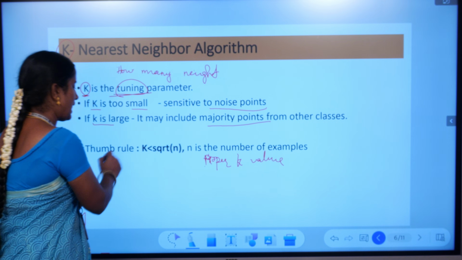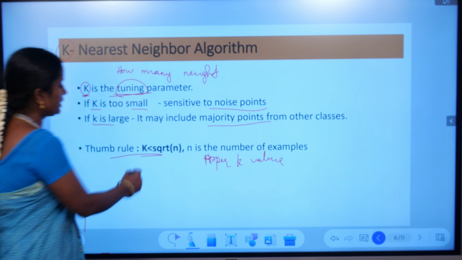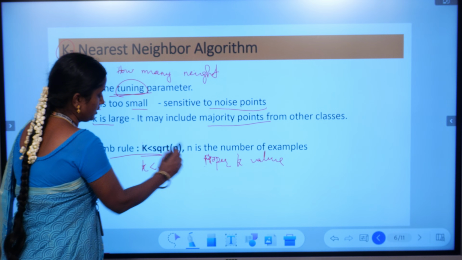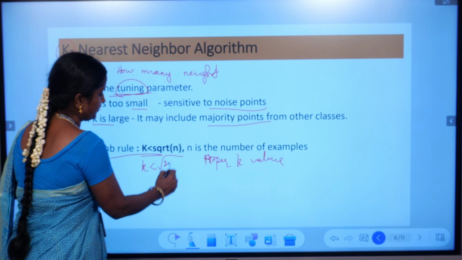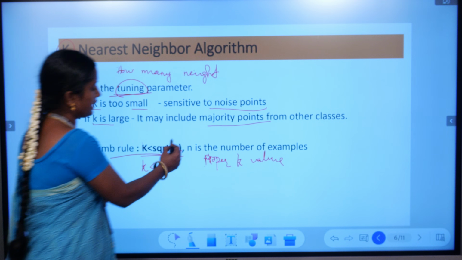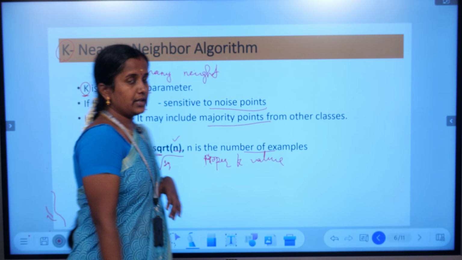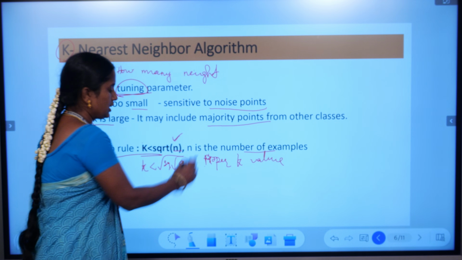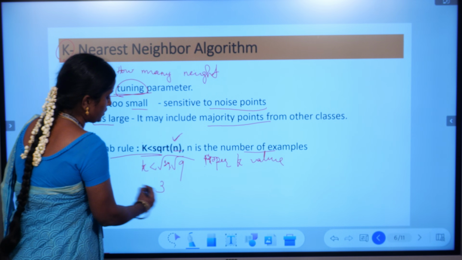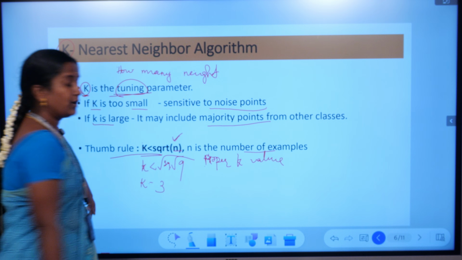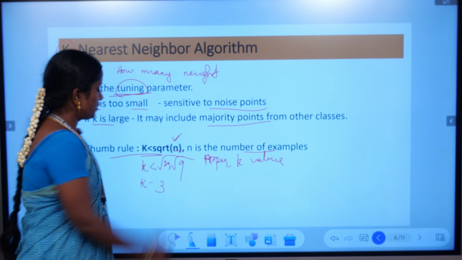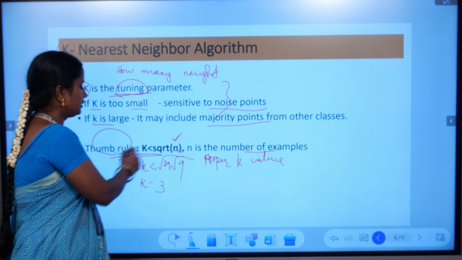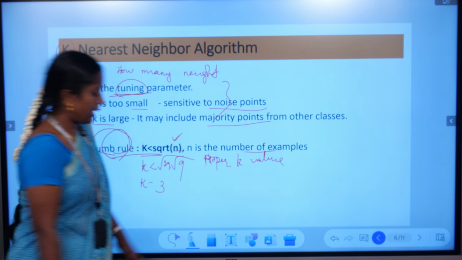So we can keep a thumb rule in mind. What is the thumb rule? We choose K to be less than the square root of n. What is n? n is the number of points. If we have 9 points, we take the square root of 9, which is equal to 3, so we take the value of K equal to 3. To avoid confusion, we can always keep this thumb rule in mind.